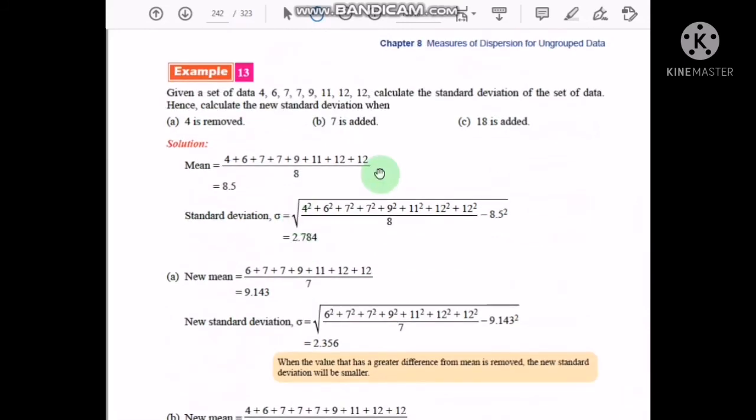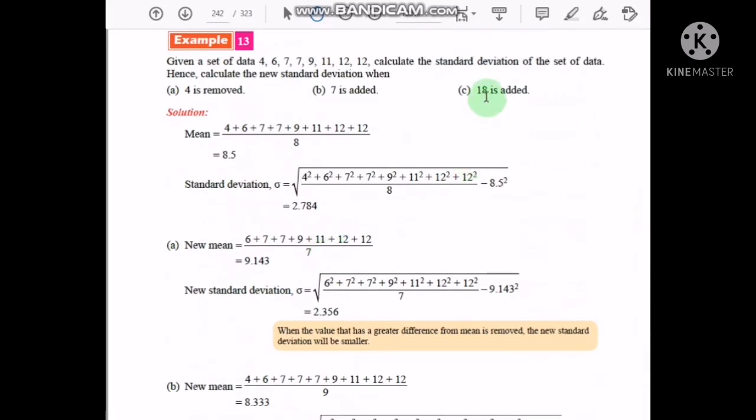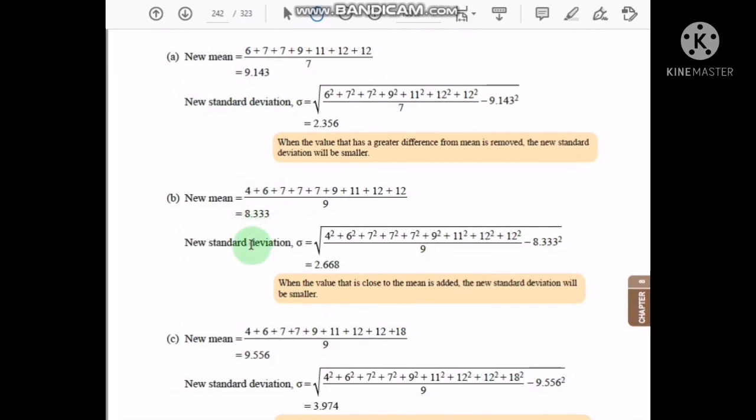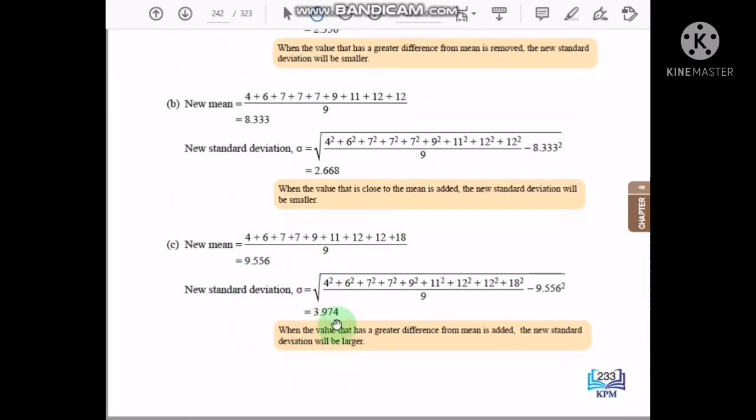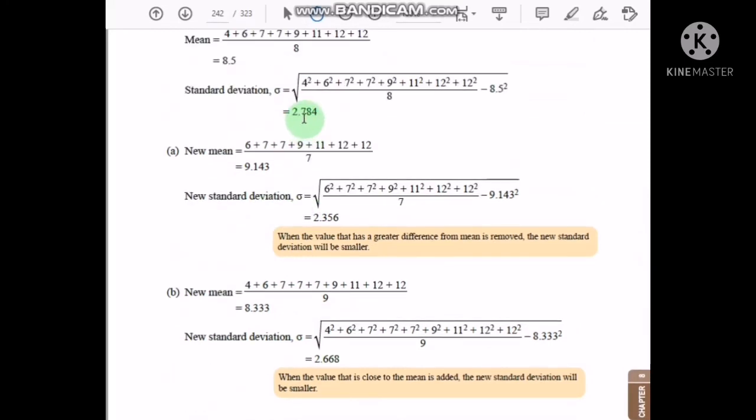Alright, look at C. 18 is added. So the difference between the value 18 and the mean 8 is large, right? It's a large difference. So if the difference is large, it means the new standard deviation will be large. Can you see this? This is the proof. Our new standard deviation will be larger than the original standard deviation, which is 2.784.